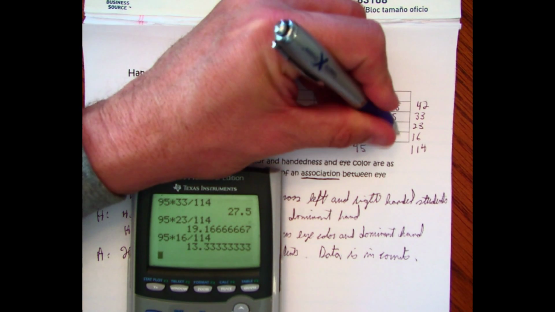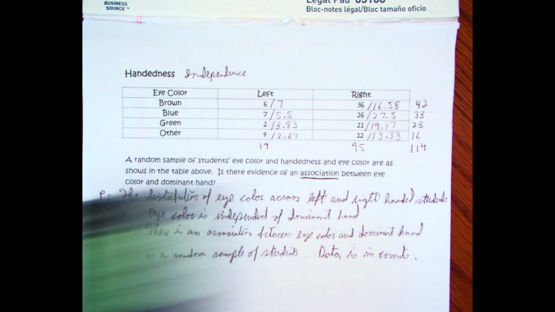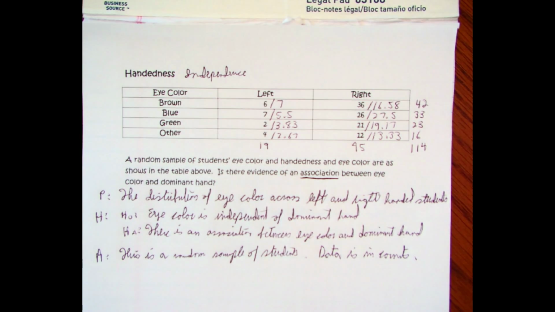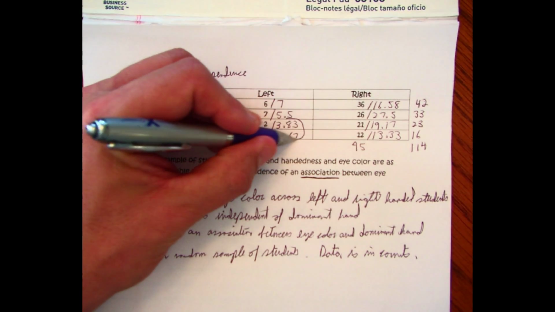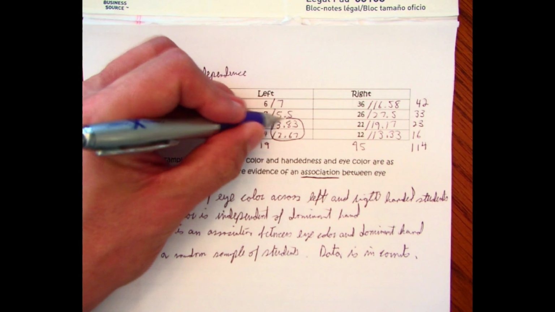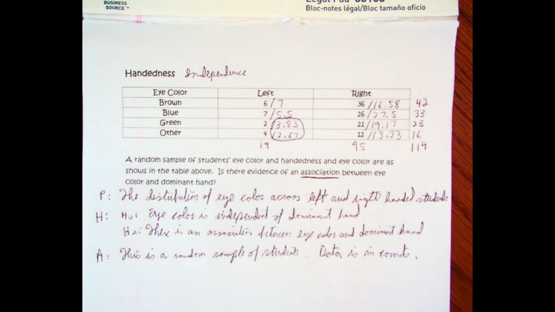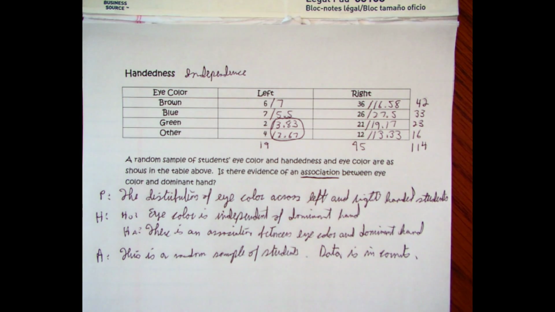Okay, well, now we have a problem. And the problem is these two right here. Our expected values are not all at least 5. So what we're going to do here is we're going to combine.